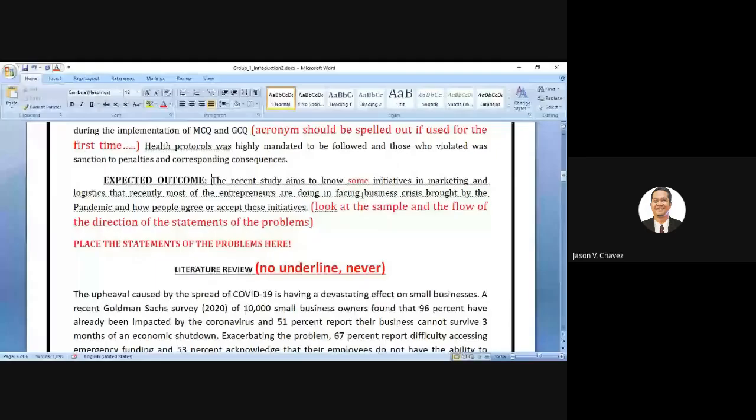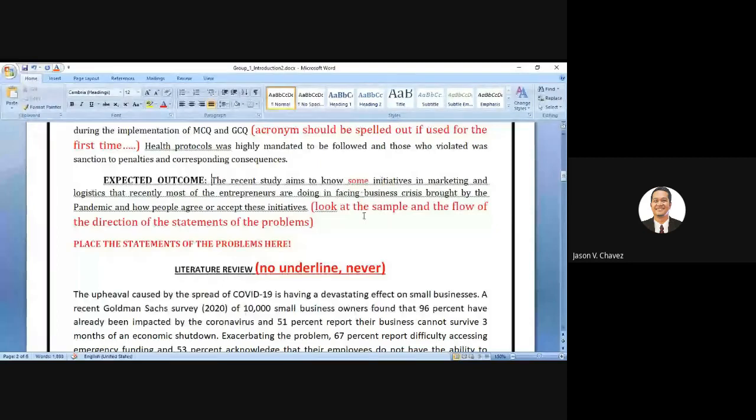Then what's next, no? That is just, I mean, the result. But what's next? Are you going to make policies? 'Di ba nasa video 'yon? Are you going to frame guidelines? Blah blah blah. Are you going to make a manual, for example? So you have to explain ano yung expected outcome. You don't just stop from getting the information or analyzing it. There should be an expected outcome or output. Okay? So go back to the example.